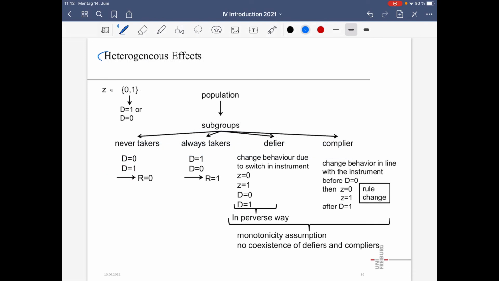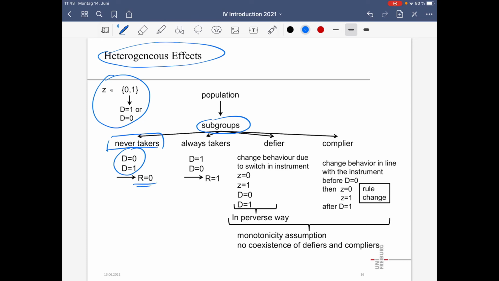Now let me mention here heterogeneity. So far we have argued with binary instruments, so 0-1 instruments. And if you go through that here, we have several subgroups. We have so-called never takers, independent of being assigned to the treatment or not treatment group. They never take the treatment. Or the always takers, independent of being assigned to the treatment or to the control group. You are, in any case, you get the treatment.